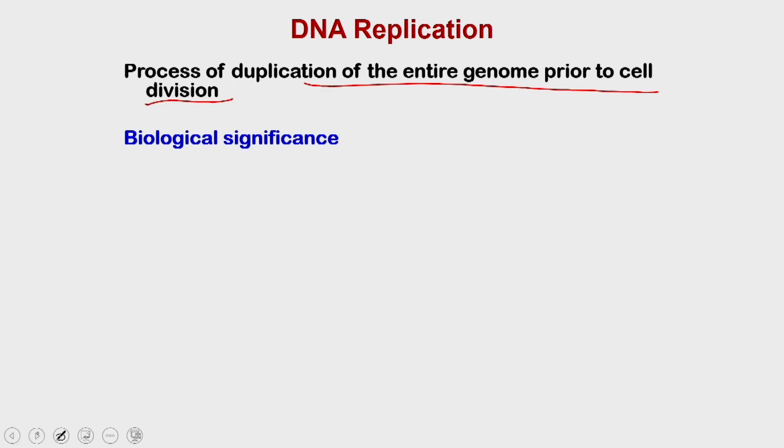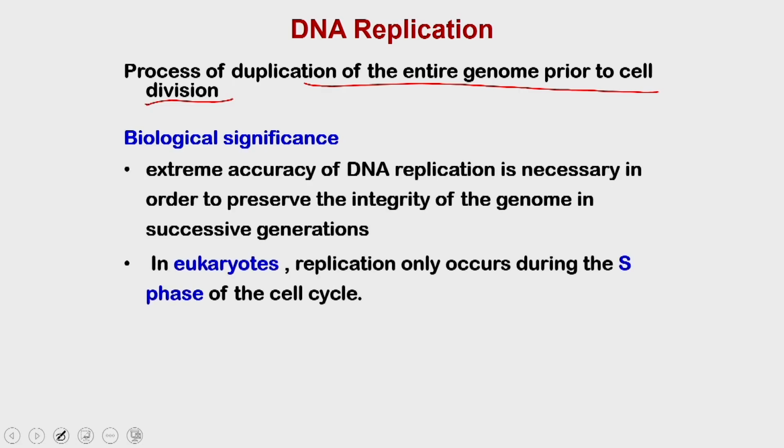Then what is the biological significance? The biological significance is that in this replication you are amplifying the genome, and one genome copy should not be different from the other genome copy. That is why DNA replication in a cell, whether prokaryotic or eukaryotic in origin, should be done with extreme accuracy.